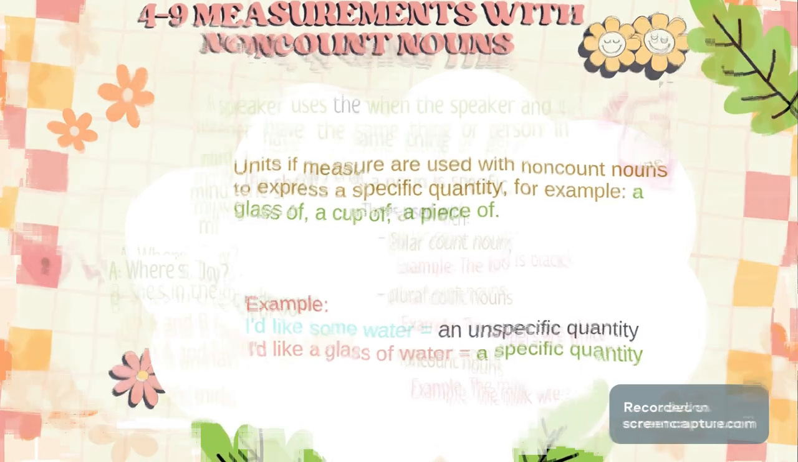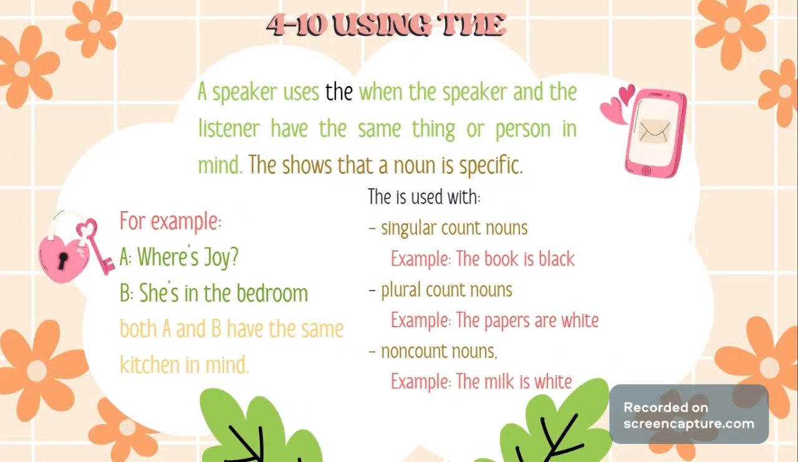Okay, next, using the. A speaker uses the when the speaker and the listener have the same thing or person in mind. The shows that a noun is specific. For example, where's Joy? She's in the bedroom. Both A and B have the same bedroom in mind.